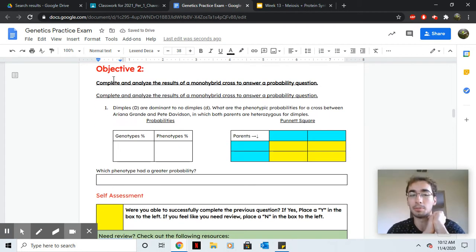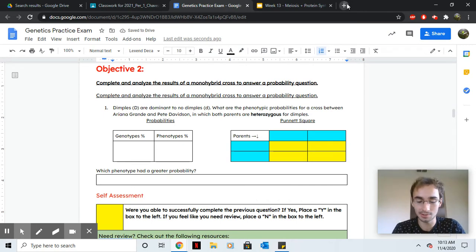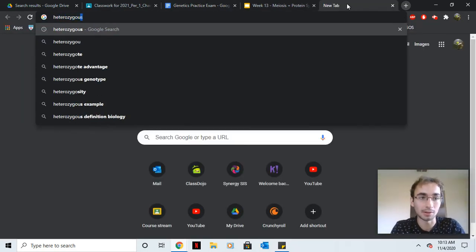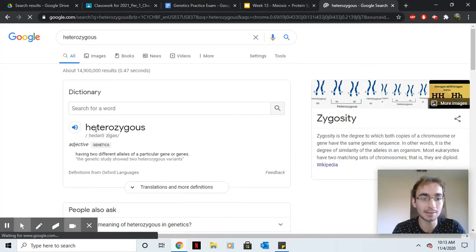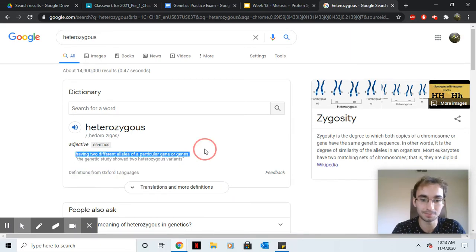Okay, objective number 2, complete and analyze the results of a monohybrid cross. Dimples are dominant to no dimples. What are the phenotypic probabilities for a cross between Ariana Grande and her ex-husband, Pete Davidson, in which both parents are heterozygous for dimples? Do you know what heterozygous means? If you don't, look it up in your notes. Heterozygous, having 2 different alleles.